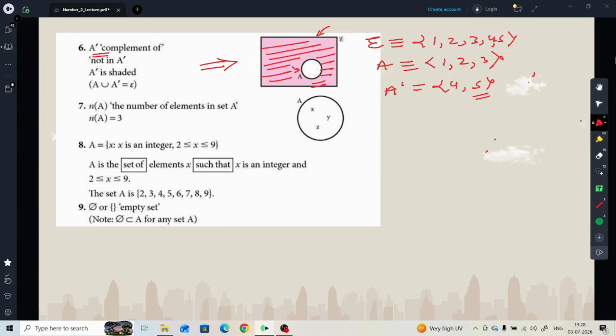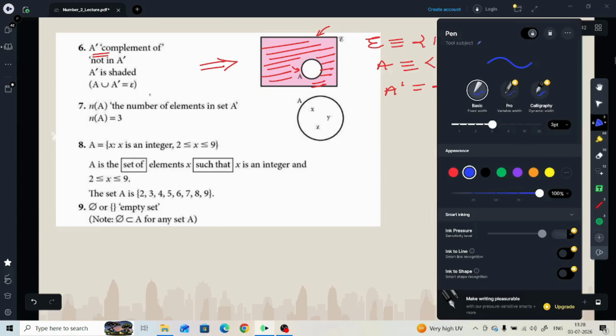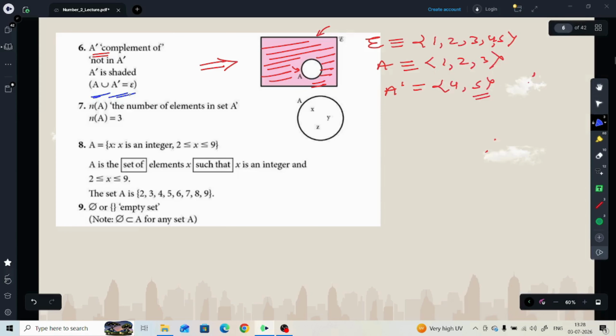And if we talk about this particular statement given over here, which says that A, that means the elements lying in A, if we take the union with A complement, that means the red region, that will give us the universal set.